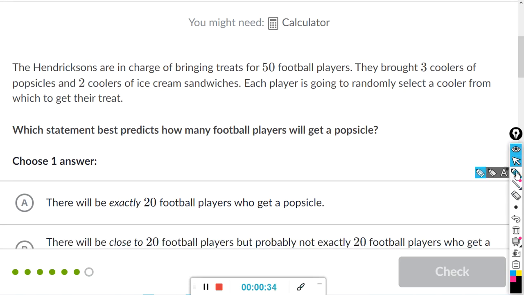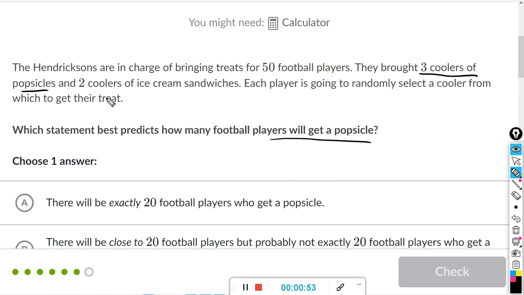All right. Well, let's see. For the popsicles, how many will get a popsicle? Well, let's see. They had 3 coolers of popsicles and 2 coolers of ice cream sandwiches. So 3 out of 2 plus 3, which is 5. 3 out of 5 coolers were popsicles. So the chance of getting a popsicle is 3 out of 5.